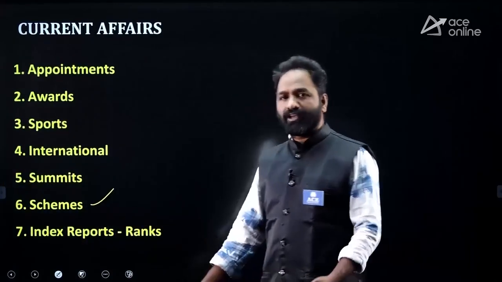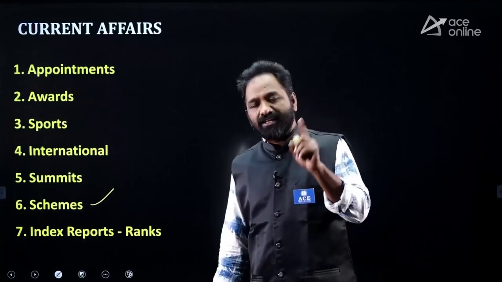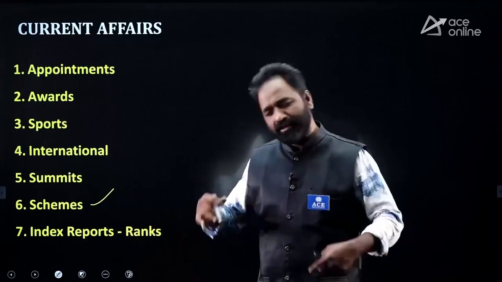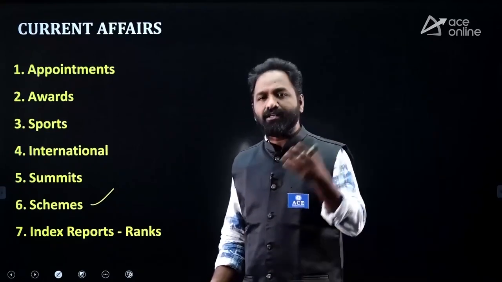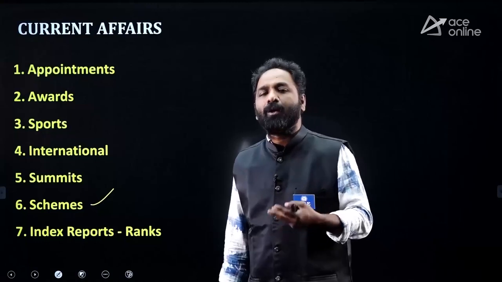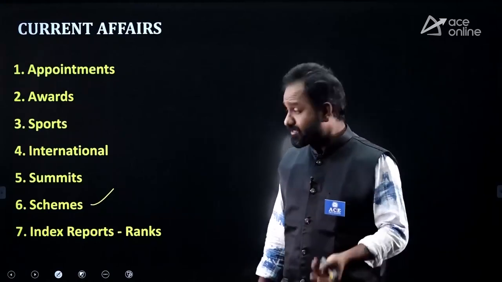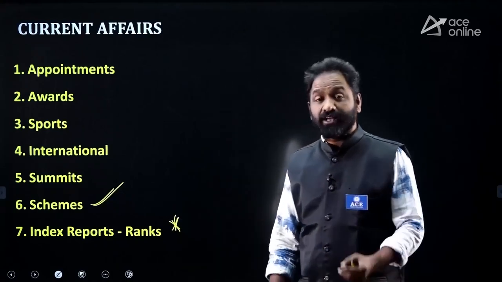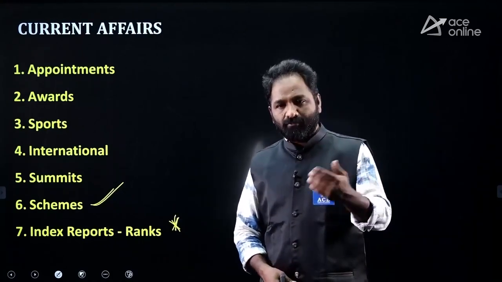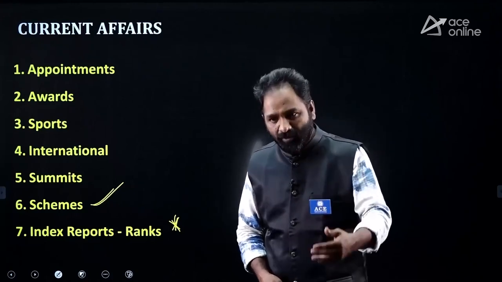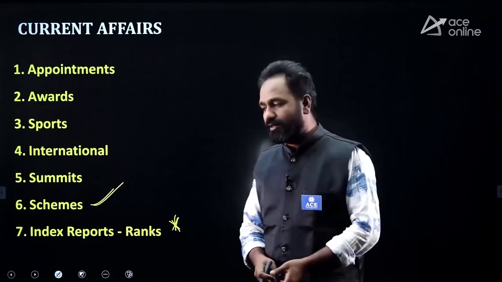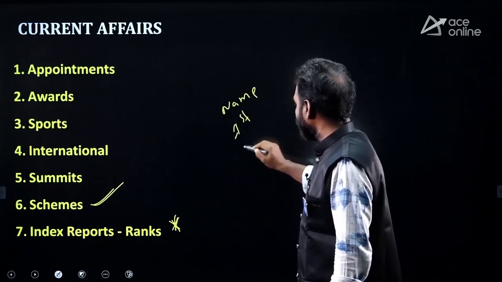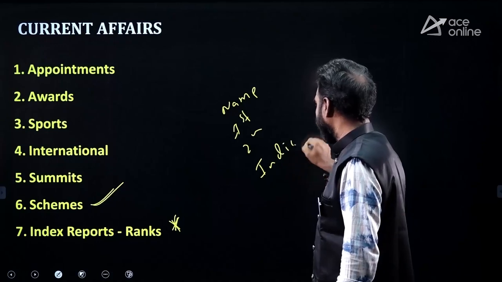Schemes also. Frequently there is at least one question about a scheme. Any scheme launched by the central government, or any state government recently, which is unique in nature. The central government is regularly launching schemes, portals, websites, apps, and they are asking questions. Index and reports are a must. Democracy index, press freedom index, corruption index, environmental performance index, passport index. In the index you have to remember the index name, the first country, the second country, and the rank of India.